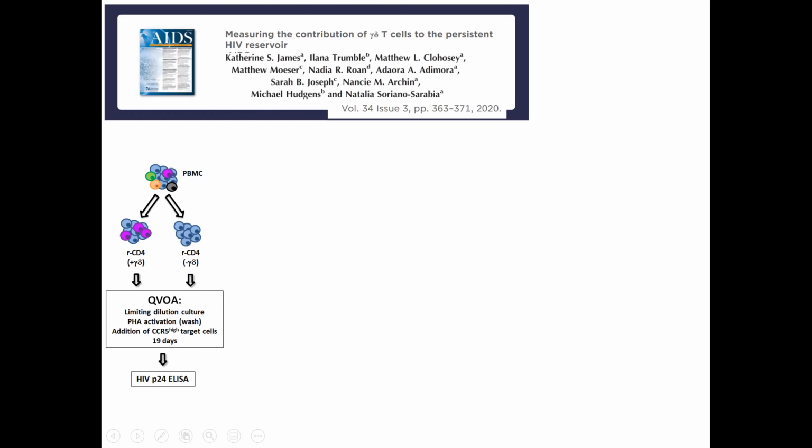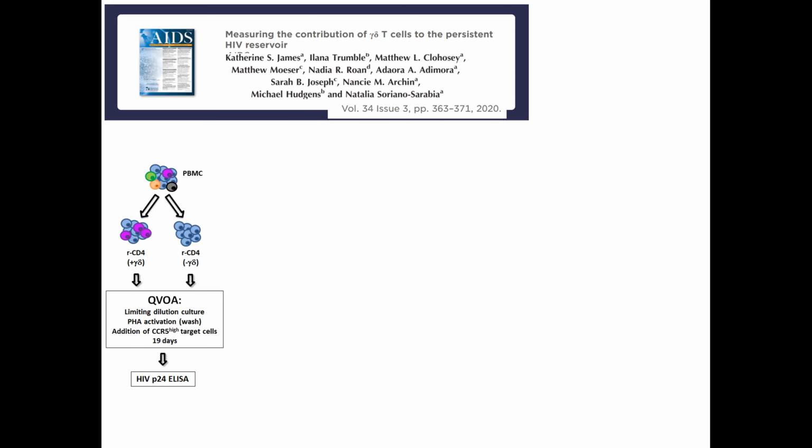This is a paper that we published last year as well, in order to simplify a little bit how we could measure that contribution. The approach, I thought it was going to work very nicely, was from PBMCs from people living with HIV, isolate resting CD4 T cells in the presence or absence of antibodies to deplete those gamma delta T cells, and then perform the QVOA.